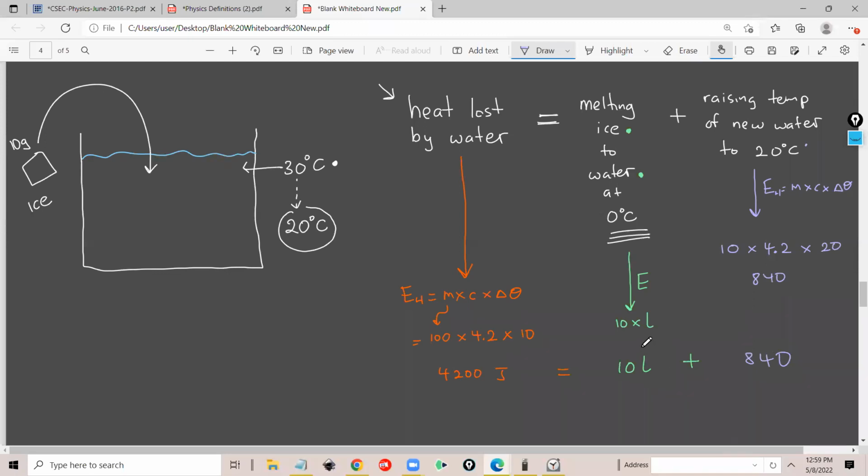Don't you all think you could easily solve for L, right? Solve for L and tell me what you get for L. And that value will be what? The latent heat of fusion of ice. And its unit will be joules per gram, not kilogram today, joules per gram.